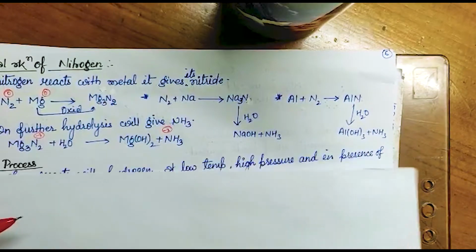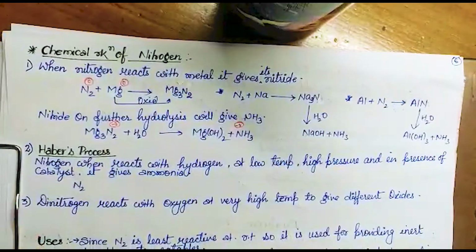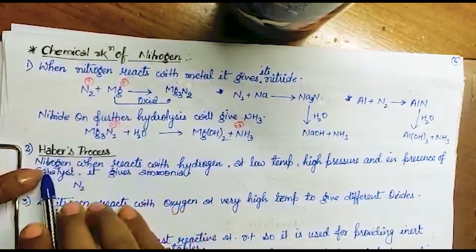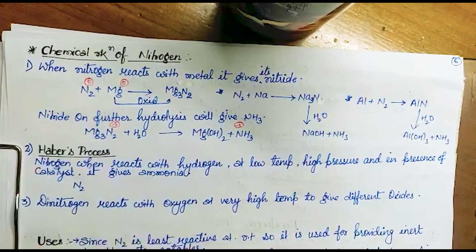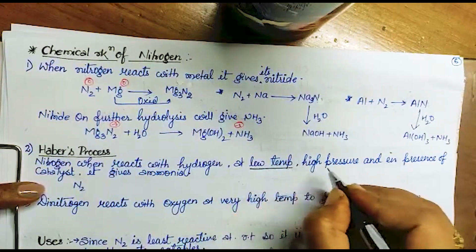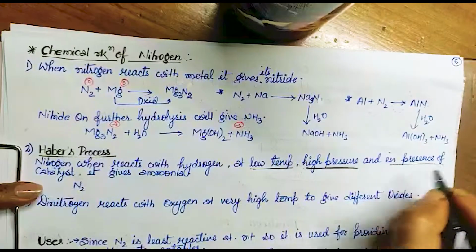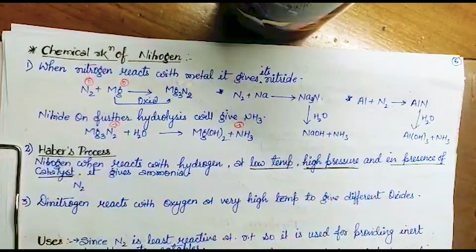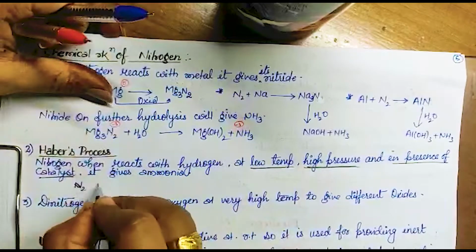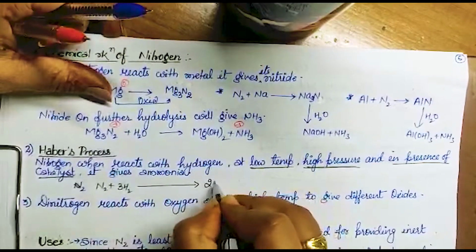Okay. Now, another reaction of nitrogen, that is a very famous reaction, and that is Haber's process. Haber's process says that nitrogen reacts with hydrogen at low temperature, this is the condition, we have done in thermodynamics in class 11th. Low temperature, high pressure, and in presence of catalyst, so that it will give you ammonia. So let me write the reaction: N2 plus 3H2 gives 2NH3.